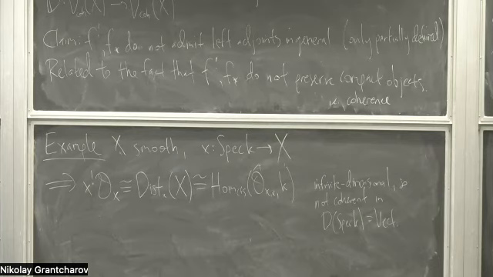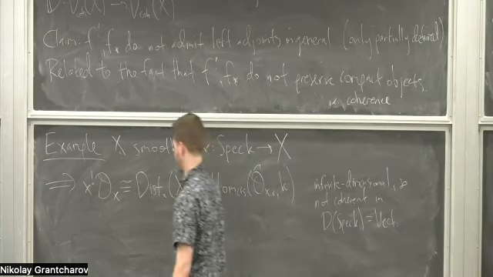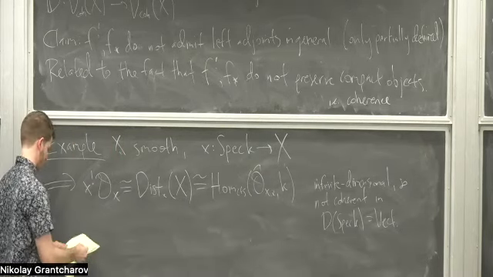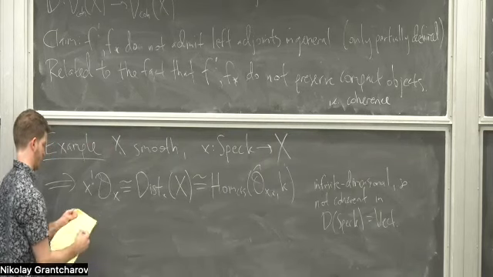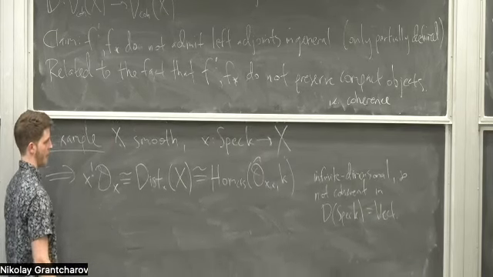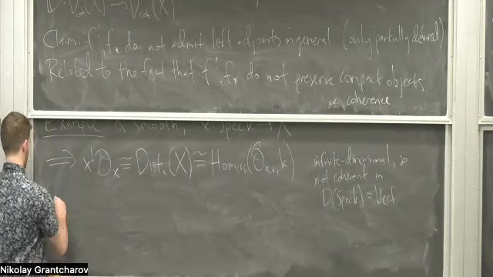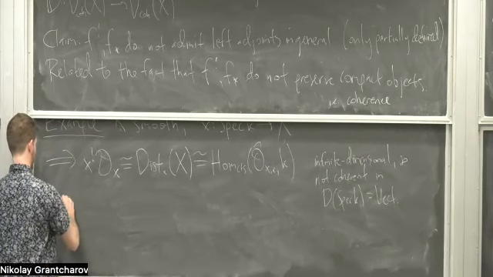So coherent D-modules need not have finite-dimensional fibers, basically what I'm saying. So that tells us that f upper shriek doesn't have to preserve compactness, doesn't have to preserve coherence. So let me give an example for f lower star.